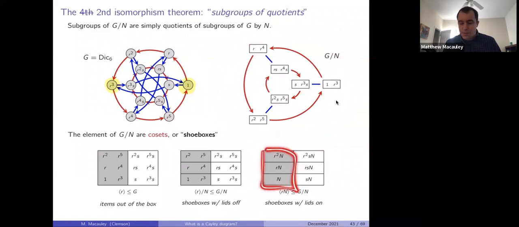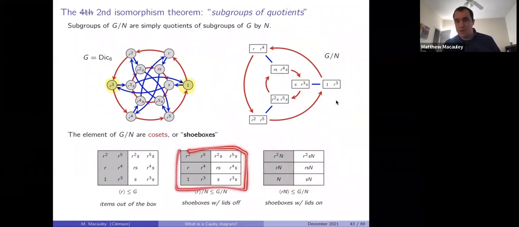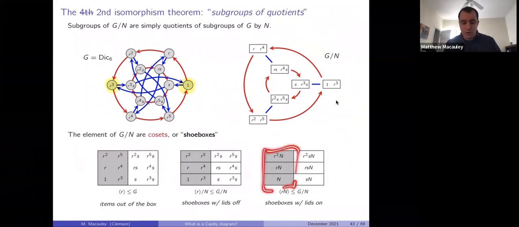Here is a subgroup of D3, consisting of the rotation. In class, I call these shoeboxes. So here's 6 shoeboxes. This is a subgroup of 3 shoeboxes. If you take the lids off, here they are again. And if you take them out of the boxes, here they are. This shows the one-to-one correspondence between subgroups of the quotient and quotient of the subgroup.